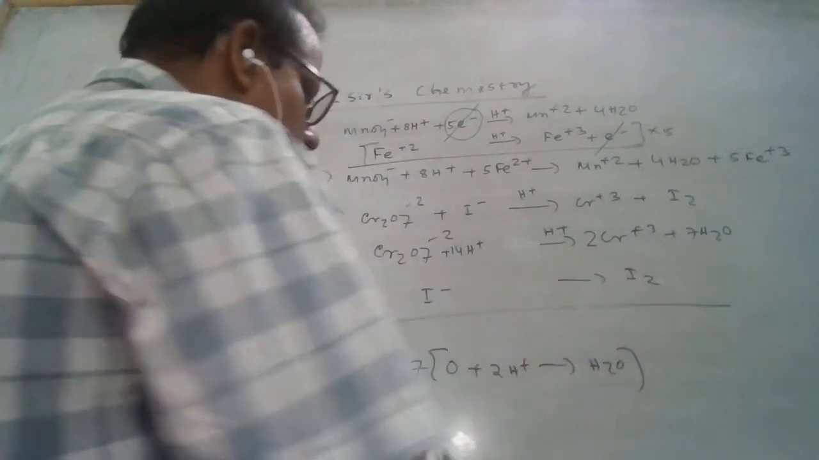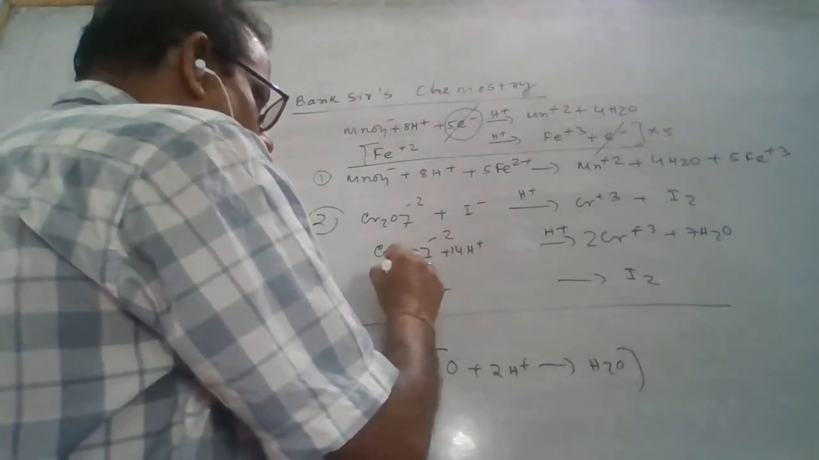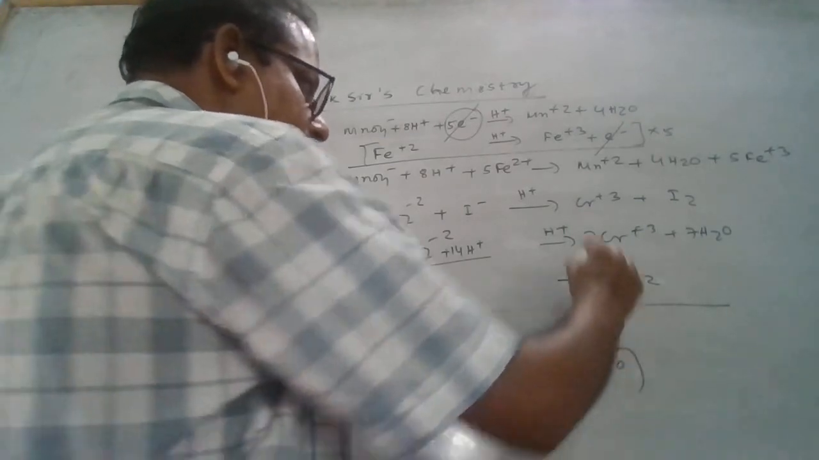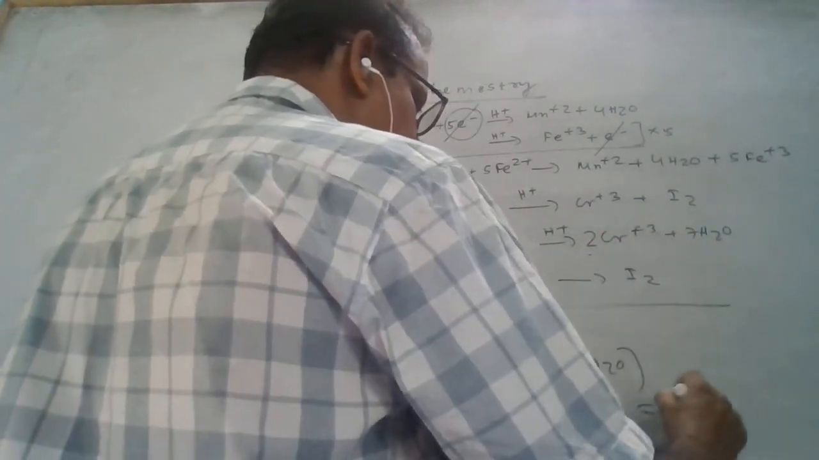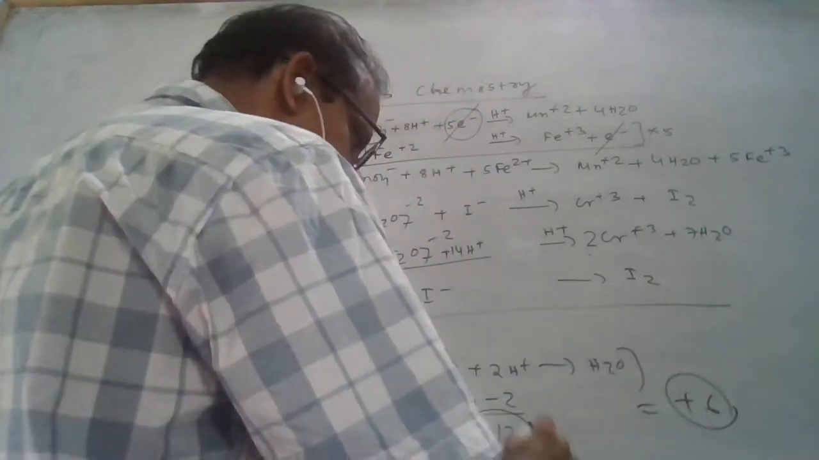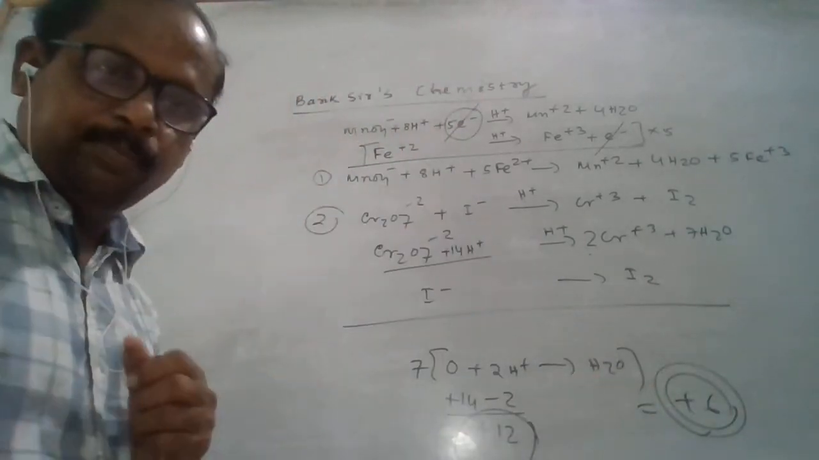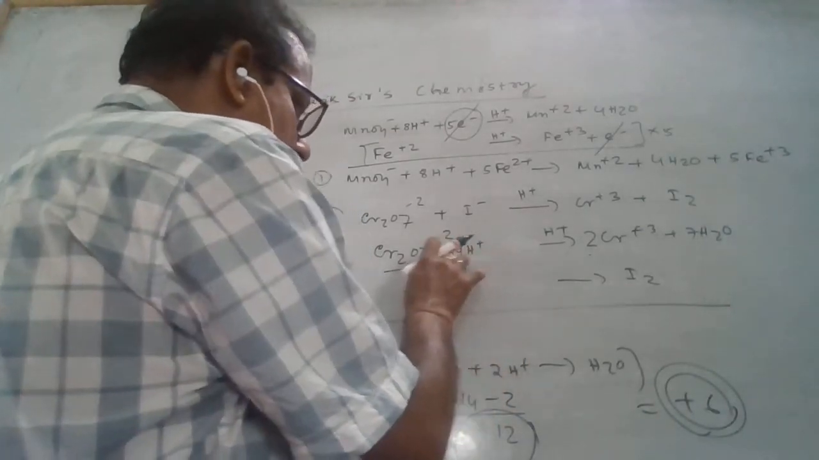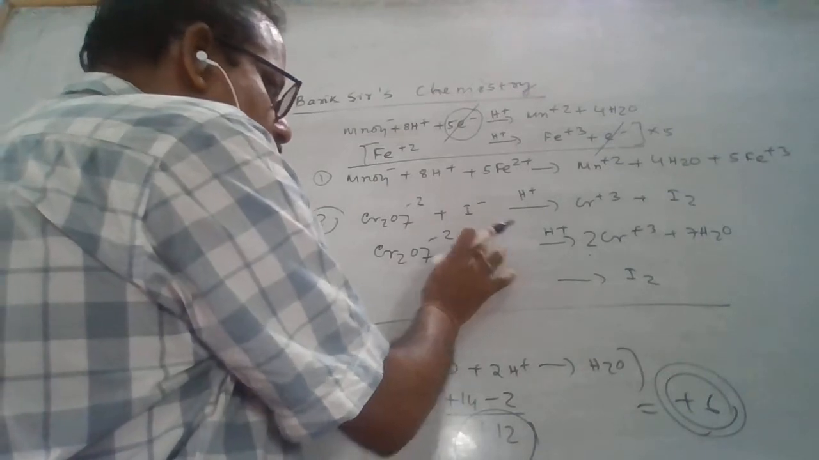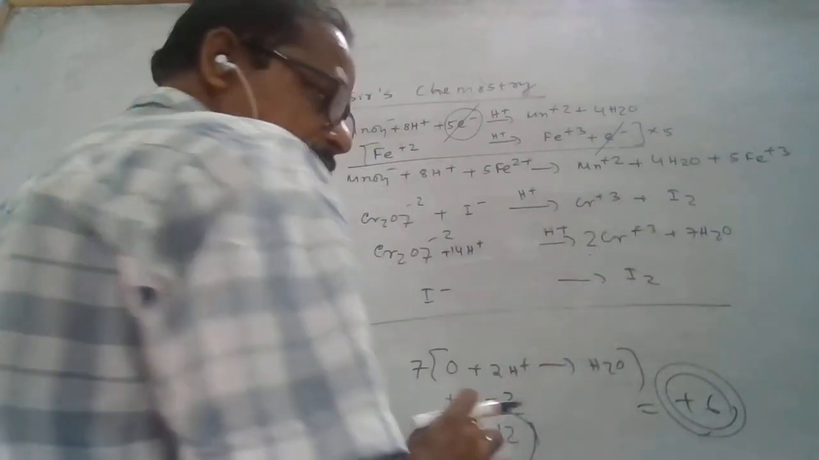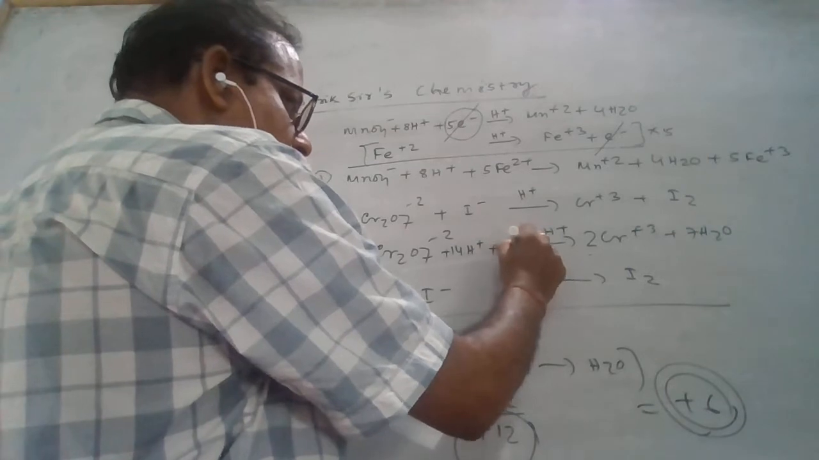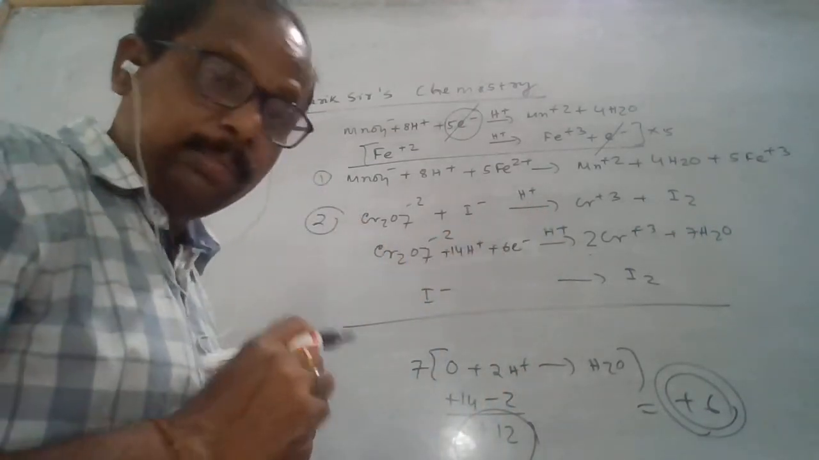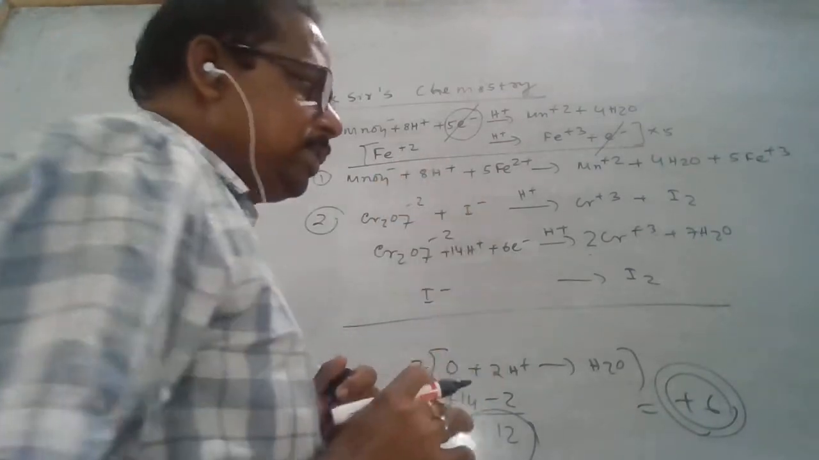Then we go for the charge balance. This side is plus 14 and minus 2; the net charge is plus 12, and this side 2 into plus 3 is plus 6. So one side is plus 12 and the other side is plus 6. What is our requirement? We have to balance the charge with the help of electrons. So we can add 6 electrons so that it is balanced. Now this half reaction is balanced.